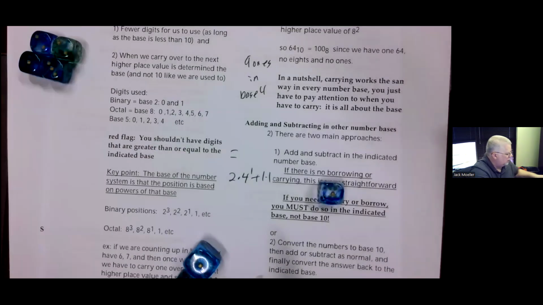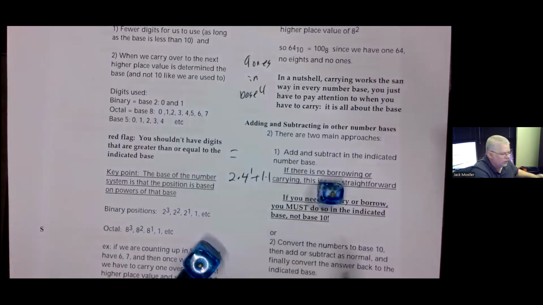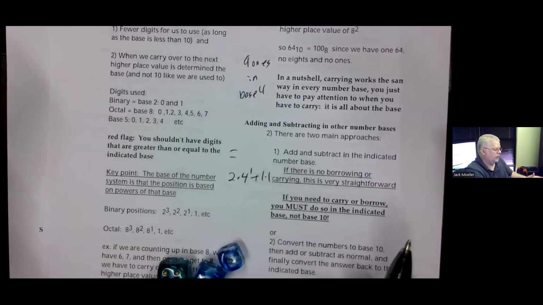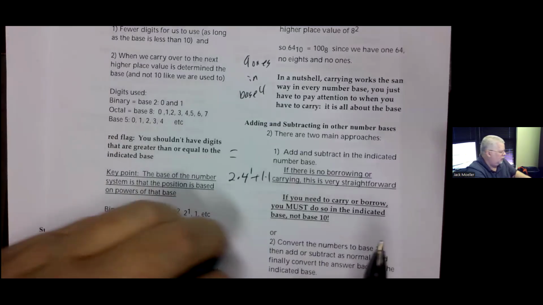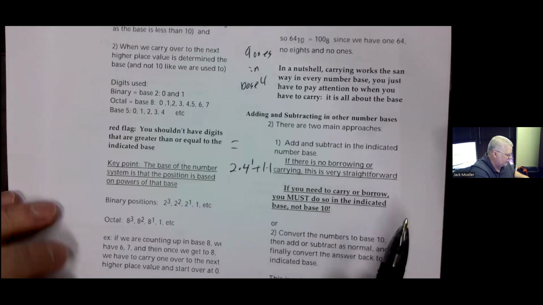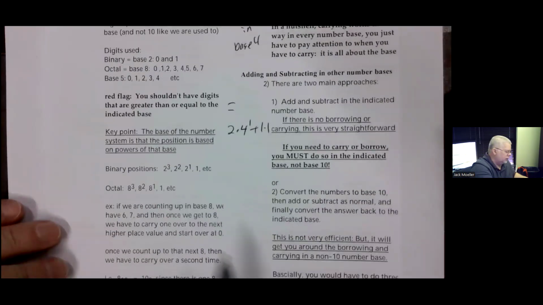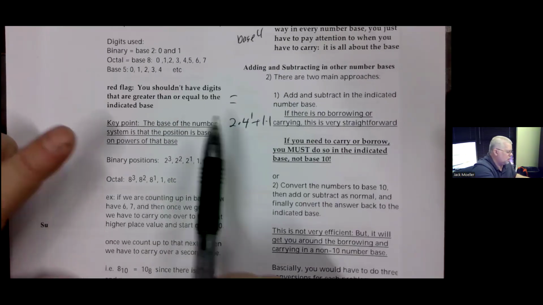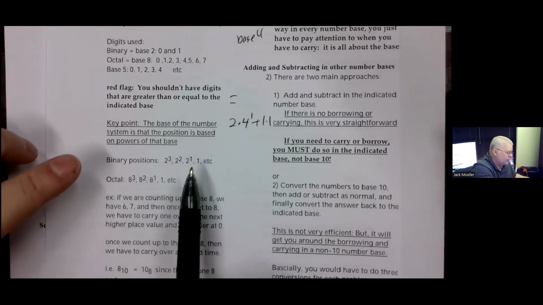I just wanted to try something a little bit different, but we're going to do a lot of examples on this. But this idea of when you carry over to the next higher place value is sort of the key to this unit. Okay. We're going to visit that in a lot of different ways. All right. And again, just for emphasis, we're going to have to be doing place value and other number systems.